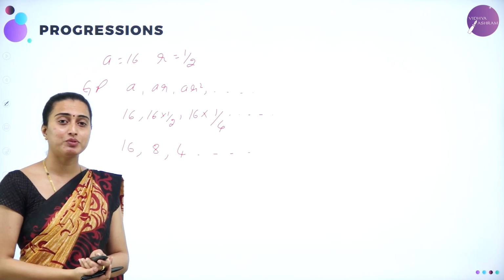I hope you got this one, how to solve, dear students. Okay, this is how we are going to solve the problems on GP of 3 marker and 5 marker by using the formula of nth term and sum to n terms and infinite terms of a GP.